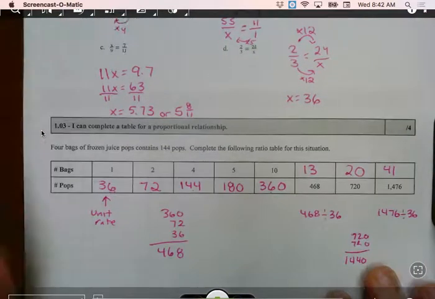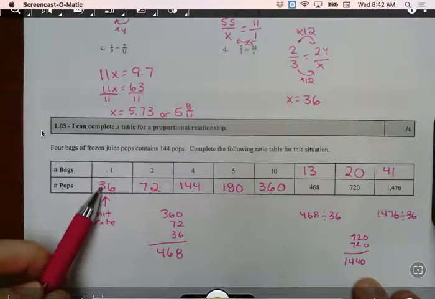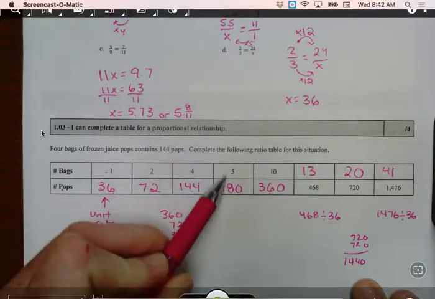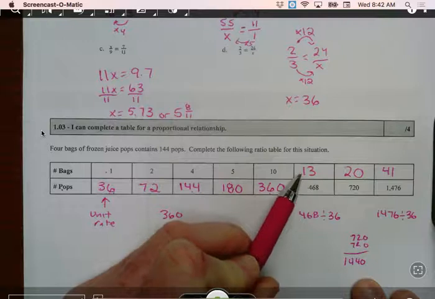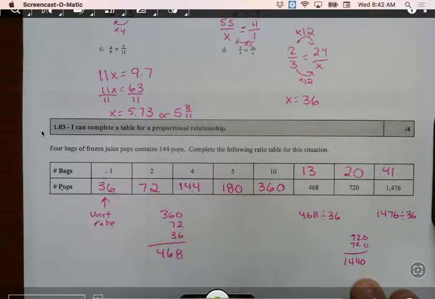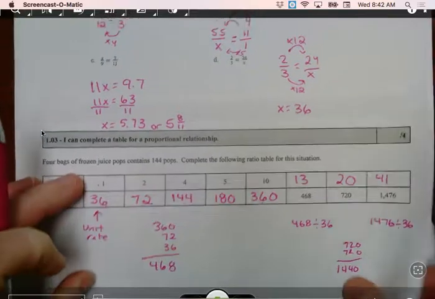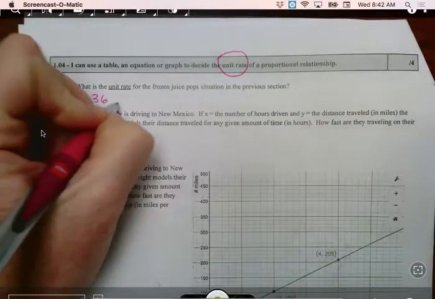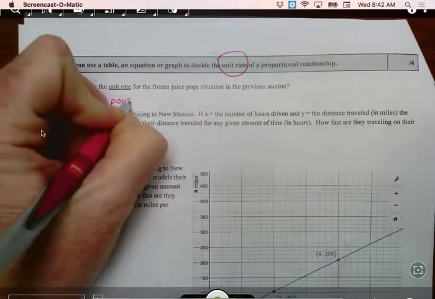If we go back here, our unit rate is how many pops in one bag. In this situation, it's 36. And if we divide all of these numbers of pops by number of bags, you should get 36 each time if it's a true proportional relationship. So this answer would be 36 pops per bag.